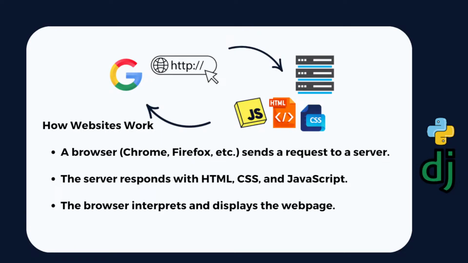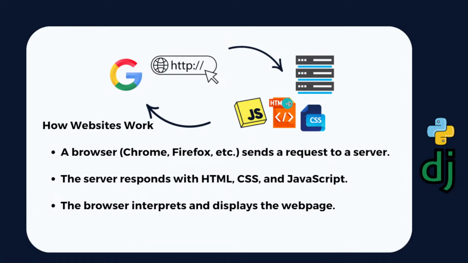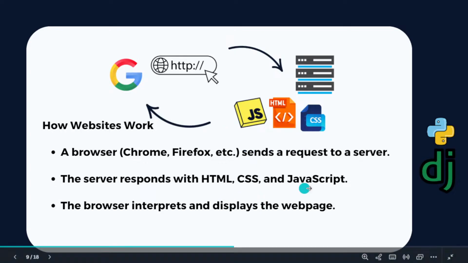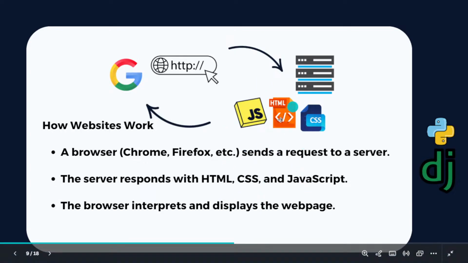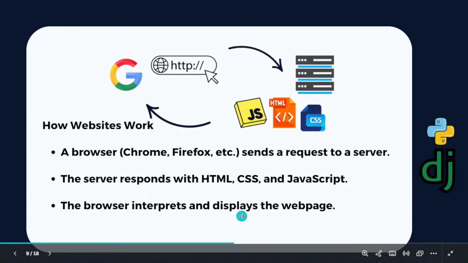This is the process of how a website works. The browser sends a request to the server, and the server responds with the HTML, CSS, and JavaScript, which are the front end files, right? These files are given to the browser again, and the browser interprets them and displays the website.